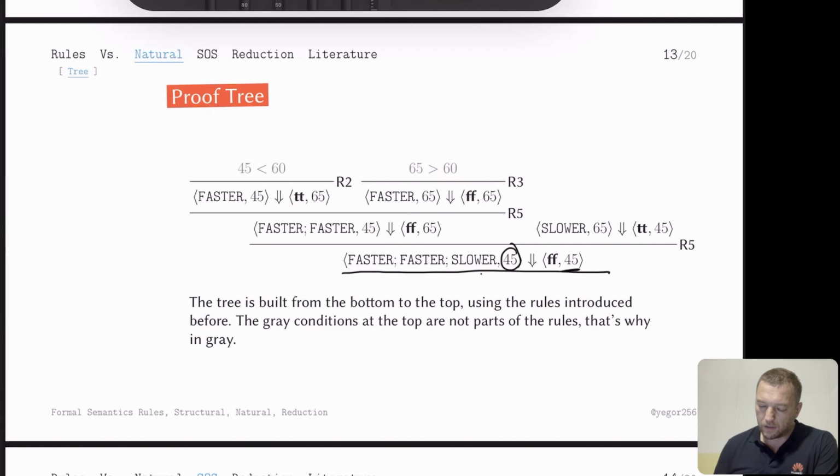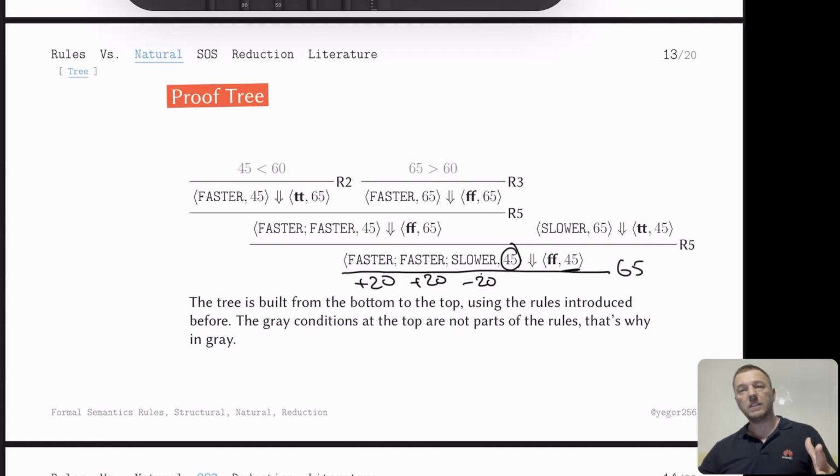So it's not going to be over, because look: faster, faster, double faster will be plus 20, and the start was 45 and there's minus 20. So maybe the speed will be 40 minus 20. So it's going to be 65, right? If you just do the simple math. But I promise and I guarantee, because of my semantic, that the speed will not be 65, it will be 45. Why? Because that's how I designed my language, my machine.